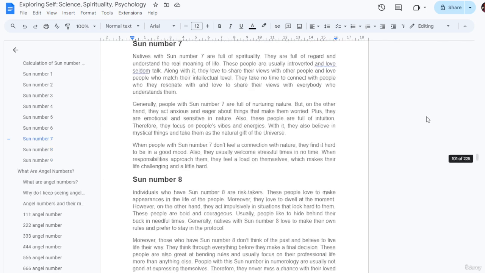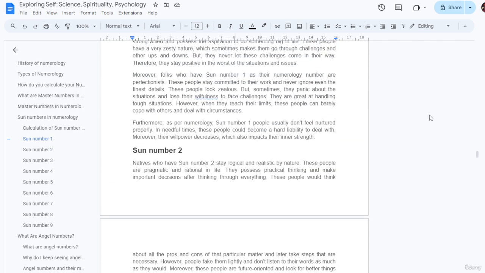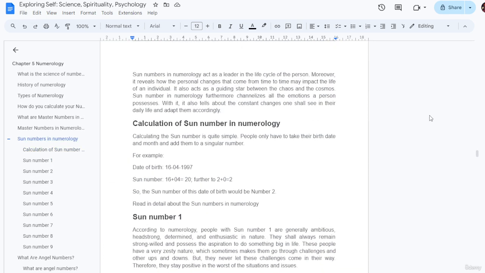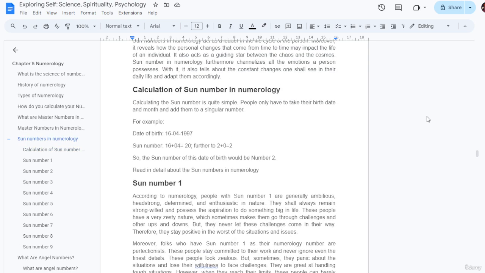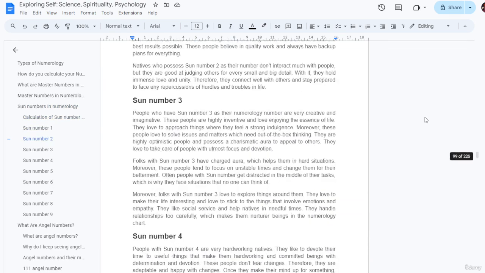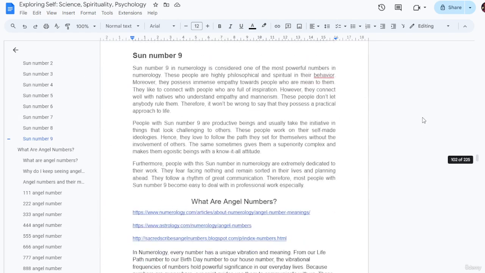So here with the sun number, it only adds up from 1 to 9. And with that, there are no master numbers, unlike in general numerology or in name numerology. So that's a little bit different, and they have their own kind of approach and way of looking at it.